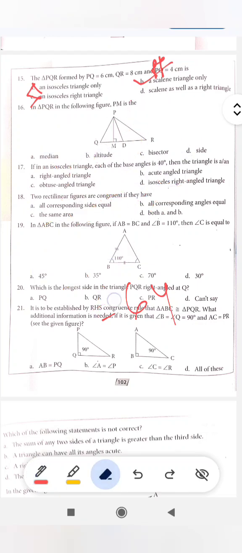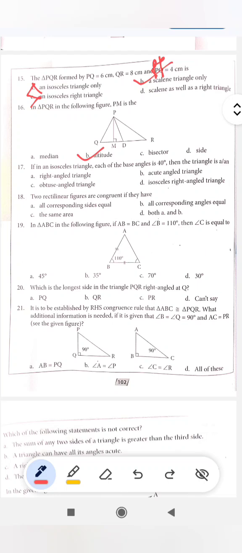Okay, now come to question number 16. In triangle PQR in the following figure, PM is what? You can see that PM is perpendicular to QR. So here you can say that this one is the altitude. Whereas if you take PD, that one can be the median, if it has been mentioned that QD is equal to DR.